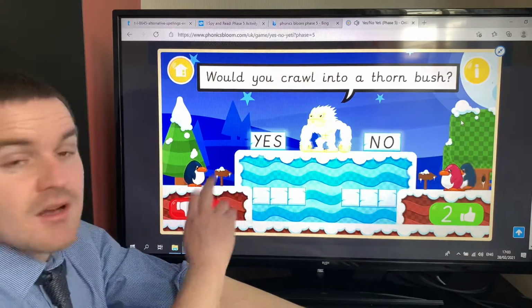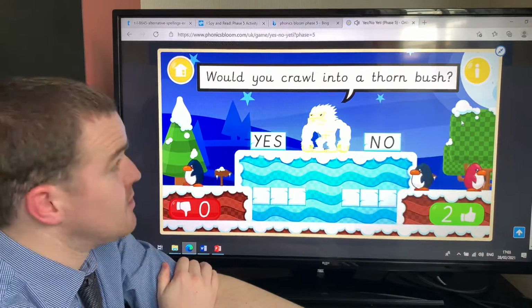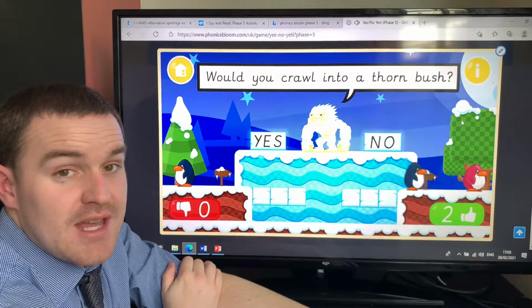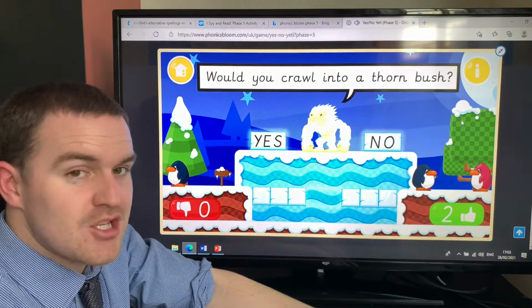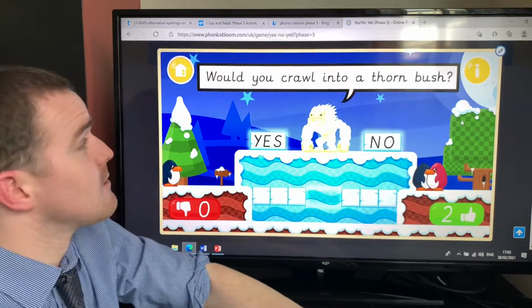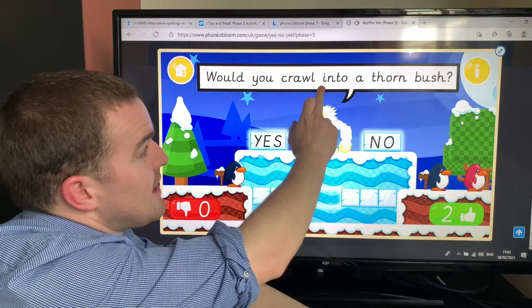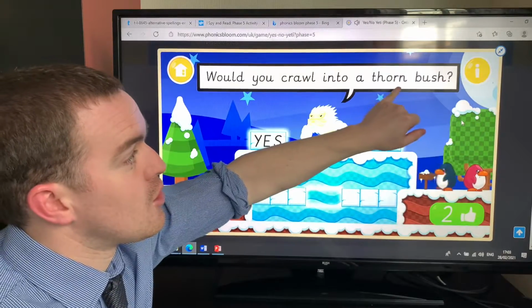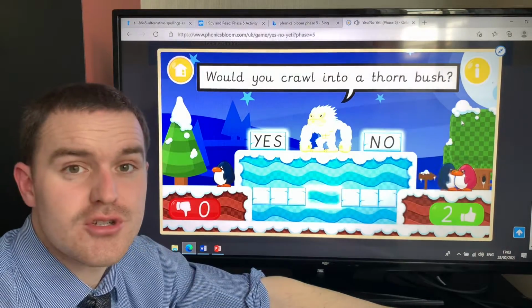Ooh. Another tricky word rhyming with could. We have would, cannot be sounded out. Okay, have a little read yourselves. It starts with would. This question, of course, we have a question mark at the end. Okay. Would you crawl into a thorn bush? Would you crawl into a thorn bush?